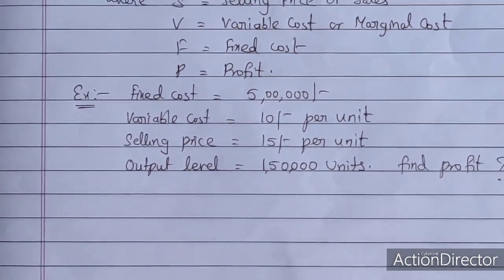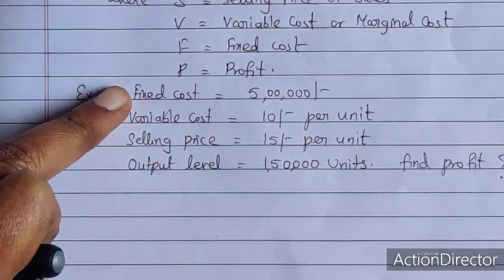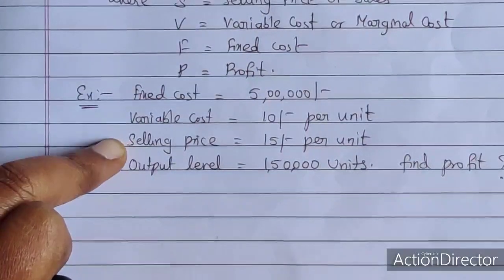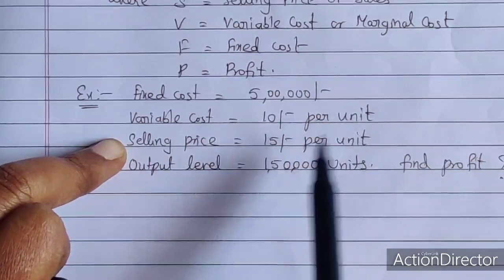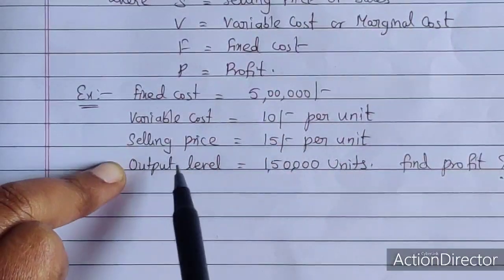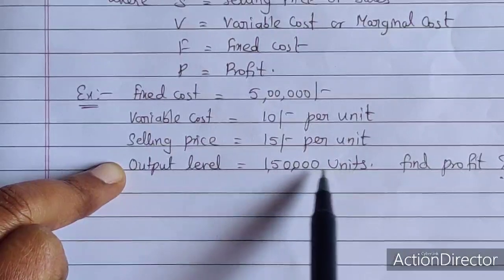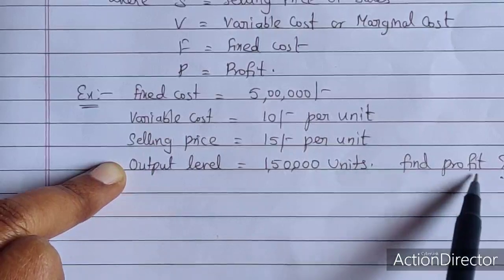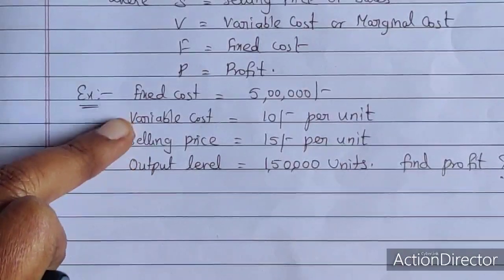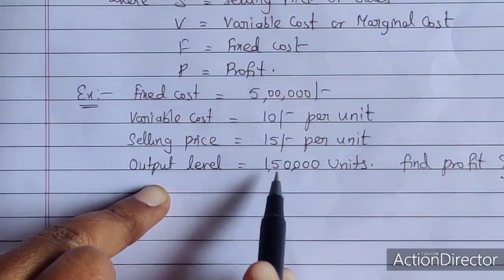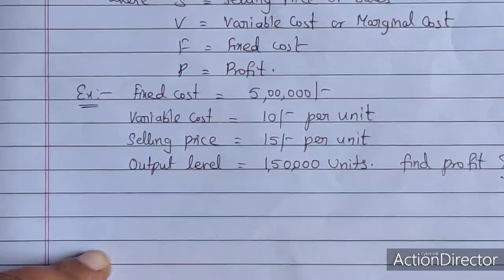Here they have mentioned the fixed cost as 5 lakh rupees. Variable cost is 10 rupees per unit. Selling price is 15 rupees per unit, and the output level is 1,50,000 units. Find the profit. So they have mentioned per unit prices. We have to calculate it for a total of 1,50,000 units.